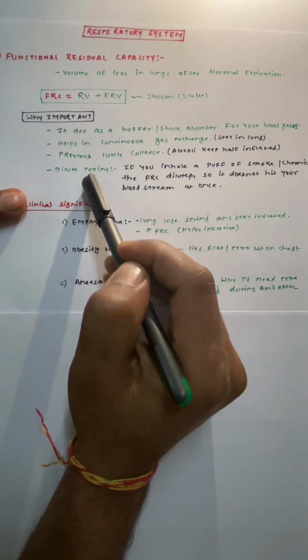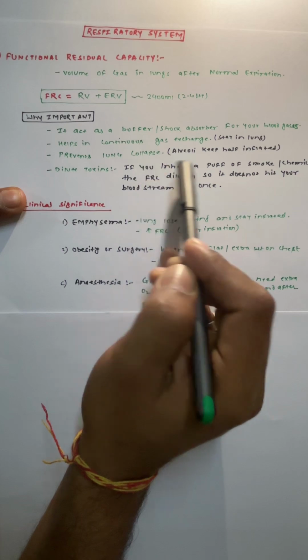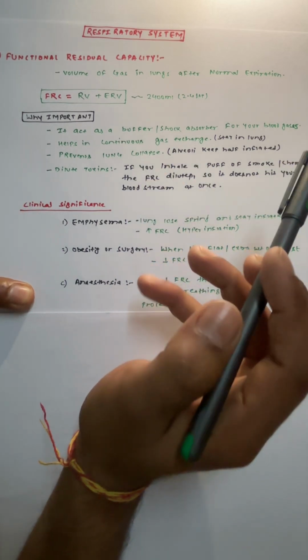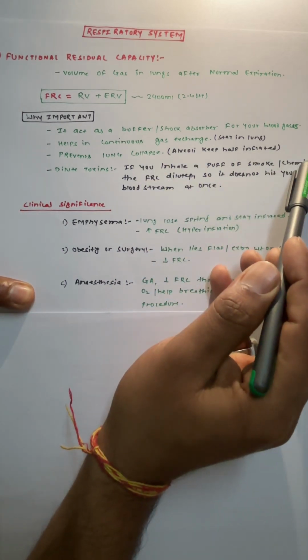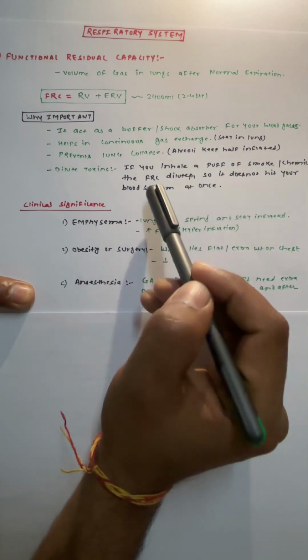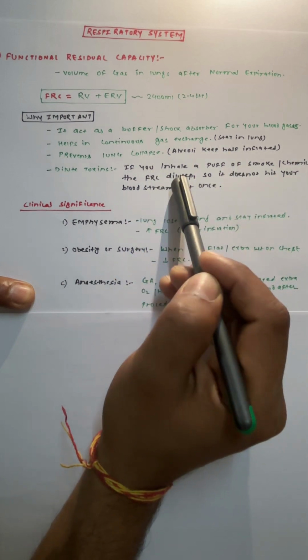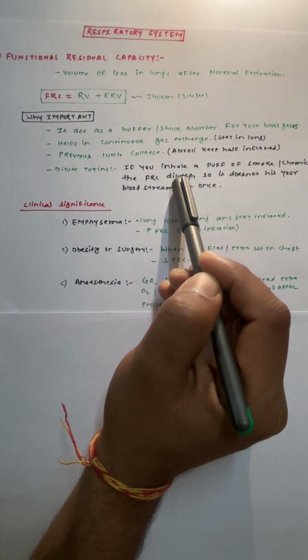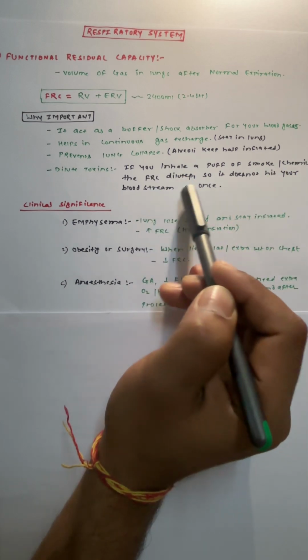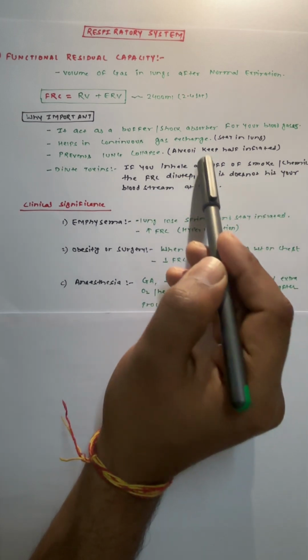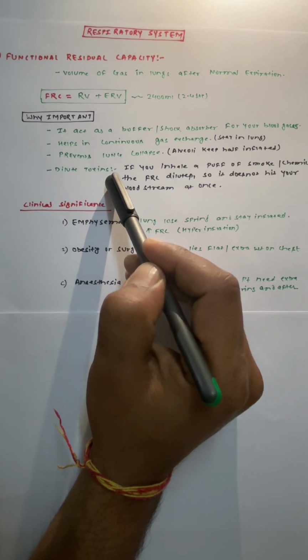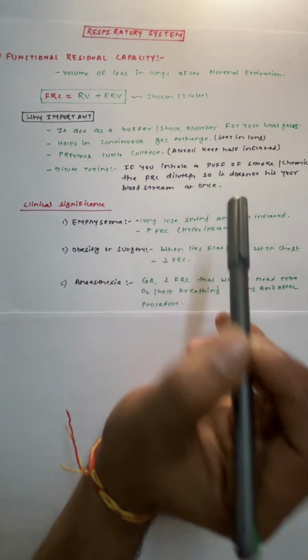Another important thing is that it dilutes toxins. Suppose you inhale a puff of smoke or any chemicals, then that smoke or chemical gets diluted in the functional residual capacity, so it doesn't hit your bloodstream at once. So it also helps to dilute the toxins. That's why functional residual capacity is important.